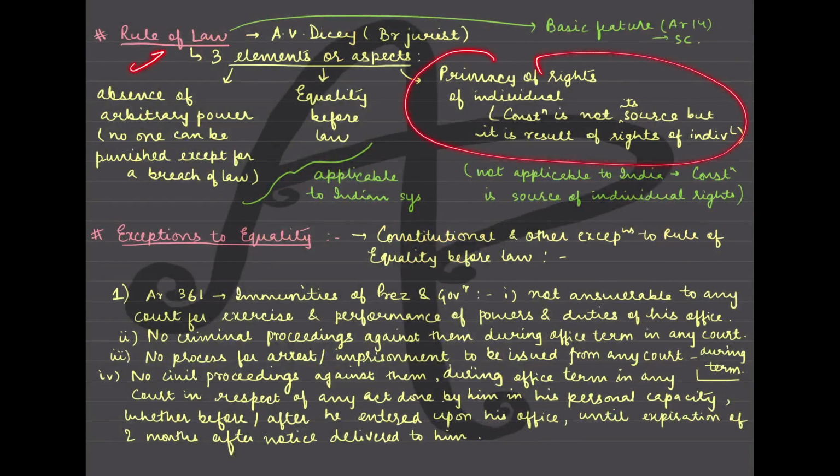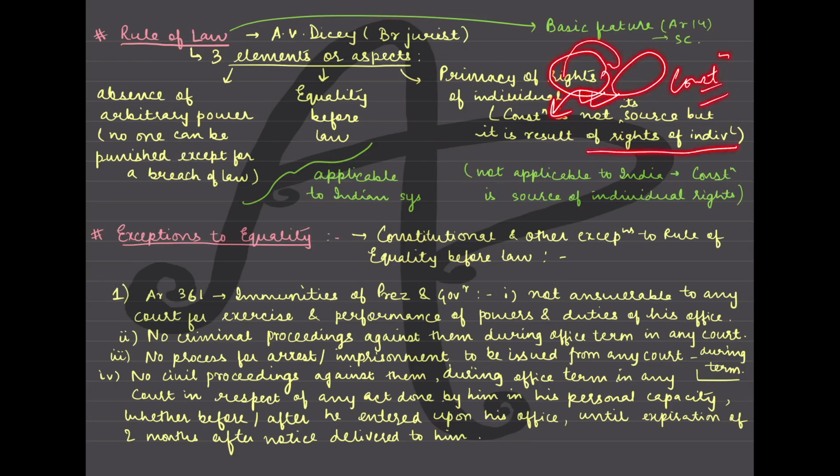Third is, because that is about Britain, there what they said is that there should be primacy of the rights of the individual; the individual's right should be the most supreme. Why did they put this argument? Because according to them, the Constitution is not the source of the right of people, but it is a result of the right of people. According to them, the people have got their rights and then they have made a constitution. So the constitution is basically the result of the right of people. The Constitution is not giving right to the people, according to them.